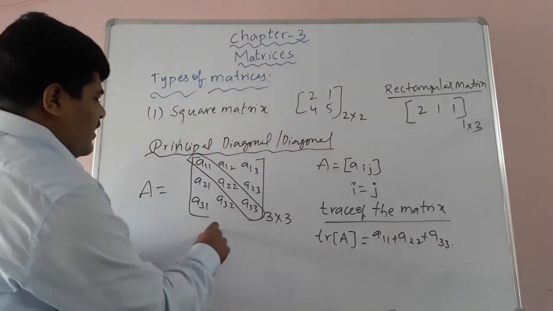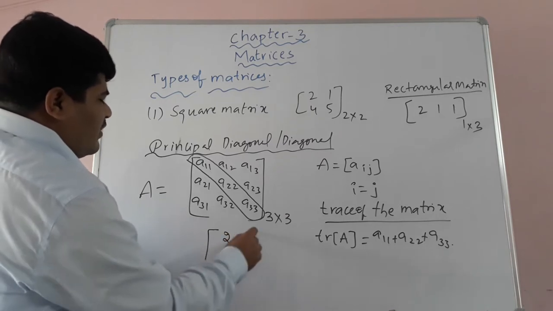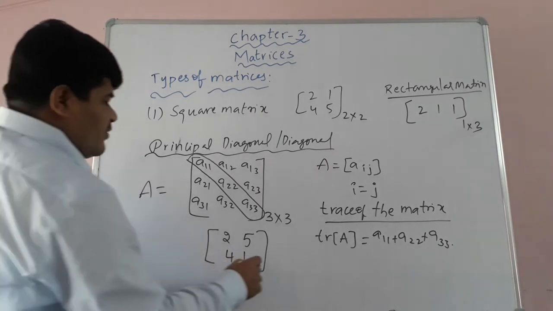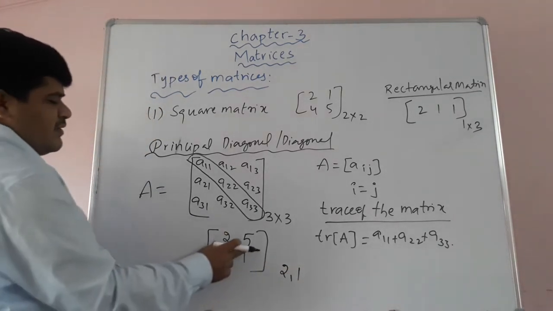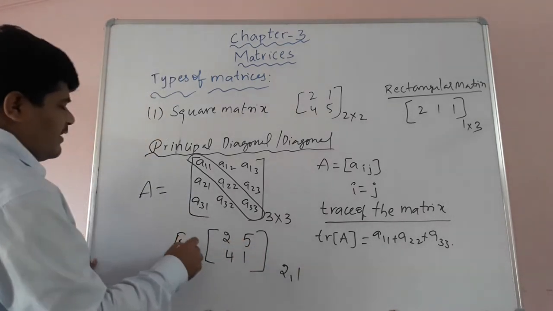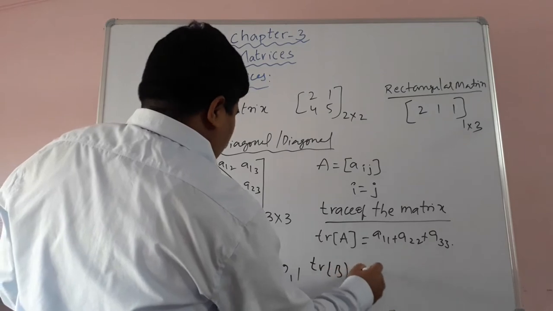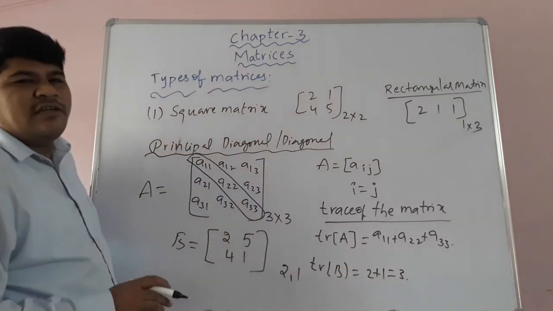I will give you another example, children. 2 5 4 1. What are the diagonal elements in this? Those are 2, 1. These are the diagonal elements of this matrix. What is the trace of this matrix? Let its name be B. So what is the trace of B, children? The trace of B is equal to 2 plus 1, which is equal to 3. Okay, so this is about the trace of the matrix.